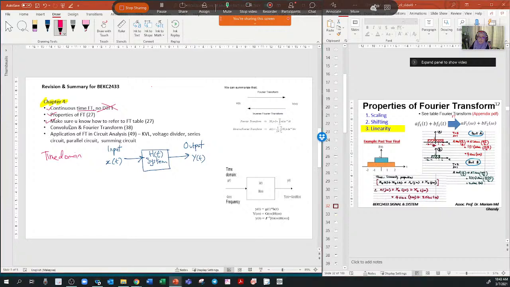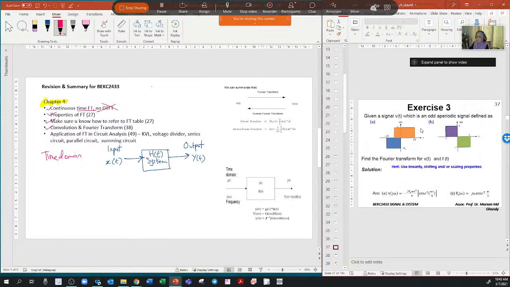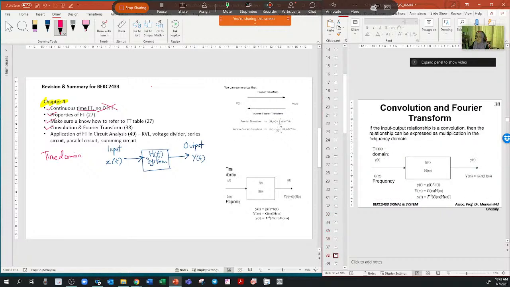The third one is that make sure you know how to refer to the Fourier transform table, the same thing. And next is convolution and Fourier transform. This is what I meant just now in the chapter 3 revision. That one is slide number 38. So you have the input-output relationship. This is what I wrote out. You have something like this. You have g(t).